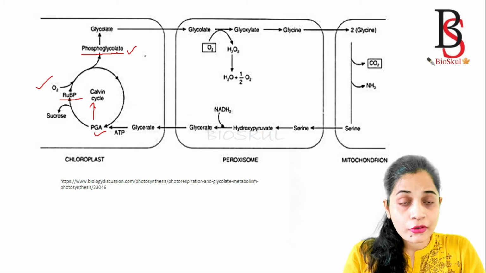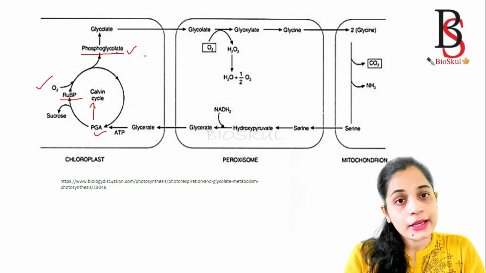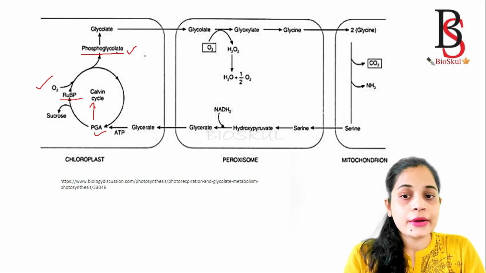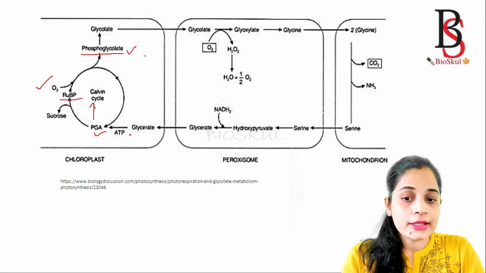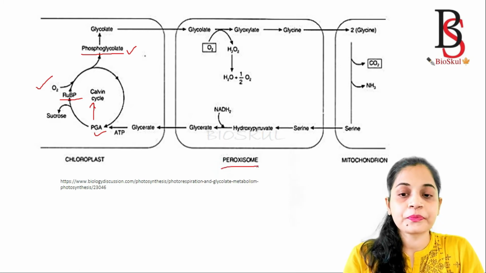So in photorespiration, there is a mechanism through which the phosphoglycolate gets converted into phosphoglyceric acid, and then it will enter into the Calvin cycle. So let's see what happens. In the first step, the photorespiration process takes place through three cell organelles: the chloroplast, the peroxisome and the mitochondria. Chloroplast and mitochondria are double membrane bound organelles, whereas the peroxisome is a single membrane bound cell organelle.